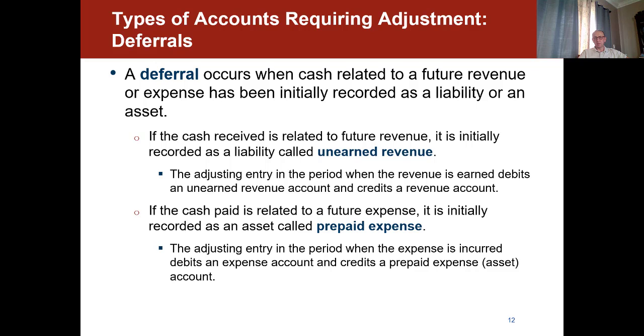If the cash paid is related to a future expense, it's initially recorded as an asset called prepaid expense. So sometimes we buy supplies or we buy an insurance policy in advance and we haven't received the service yet. So we call that prepaid expense. It's recorded as an asset, even though it has the word expense, but it's not an expense because it's prepaid. Once it's used, it gets to be an expense. So the adjusting entry in the period when the expense is incurred debits an expense account and credits prepaid expense, which is an asset in this case.